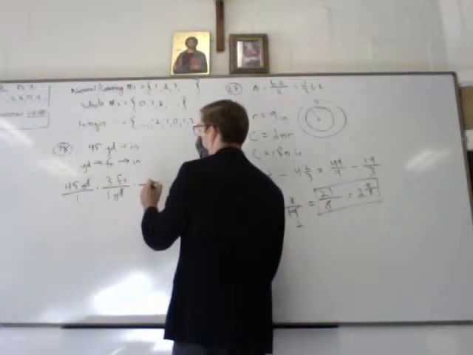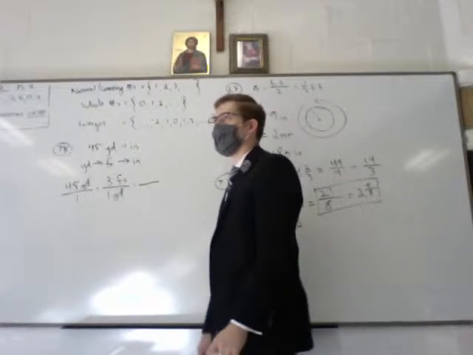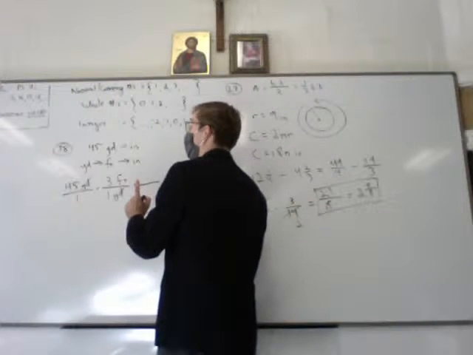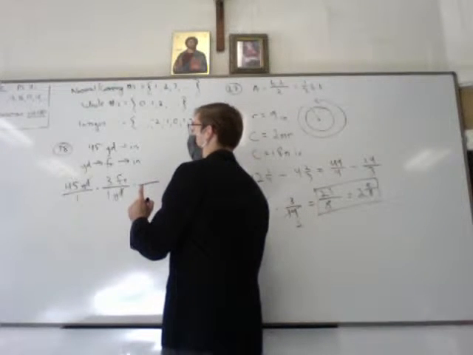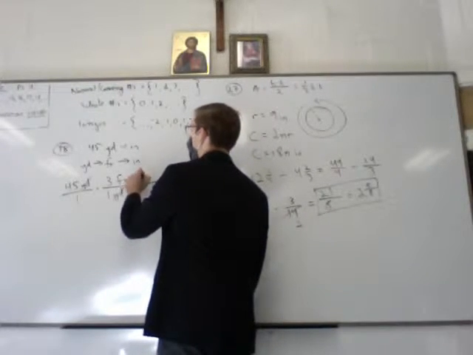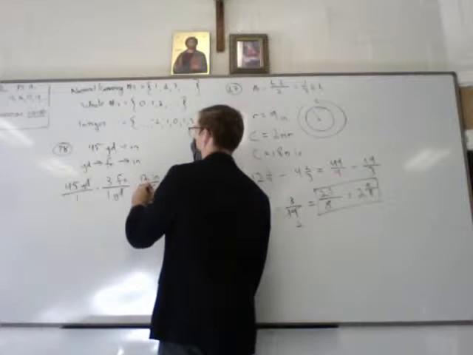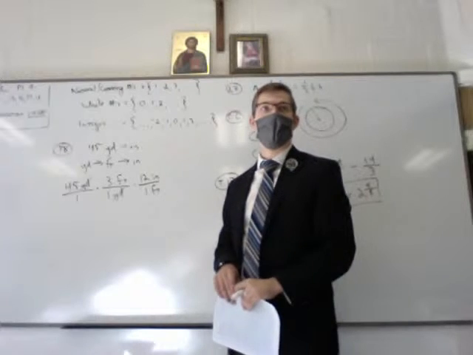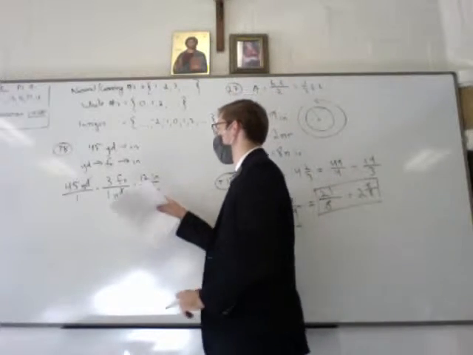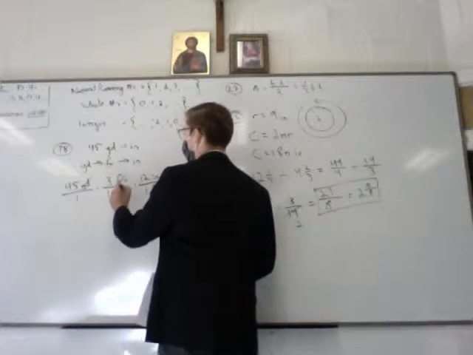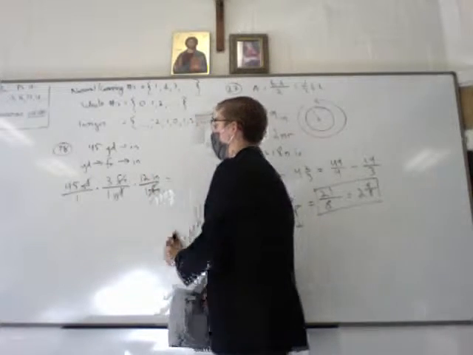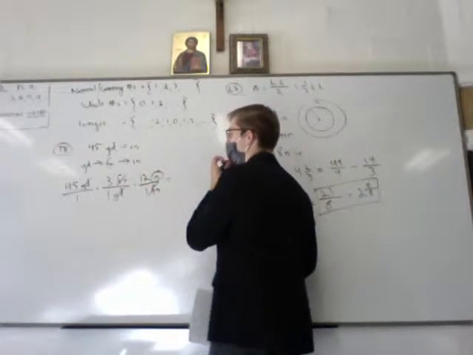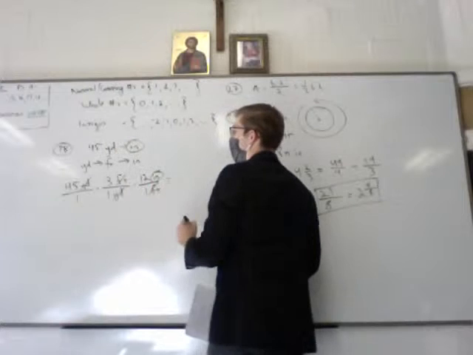Now we've got feet. To go from feet to inches, what are we going to do? 12 inches over 1 foot. The top and the bottom of each fraction must be equal to each other. 12 inches is 1 foot. We're getting rid of feet, so we put feet on the bottom. Feet and feet cancel out. The only unit we have left is inches. That's what we're supposed to have.